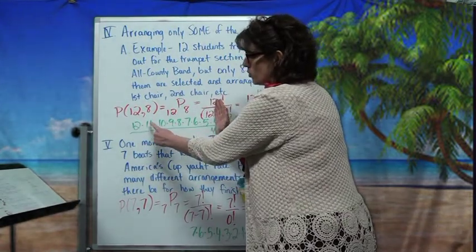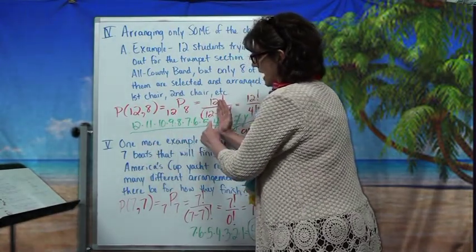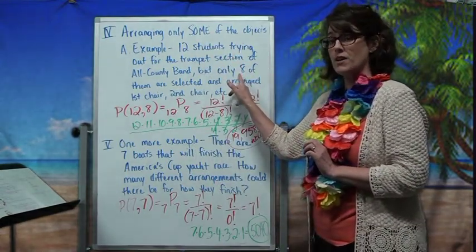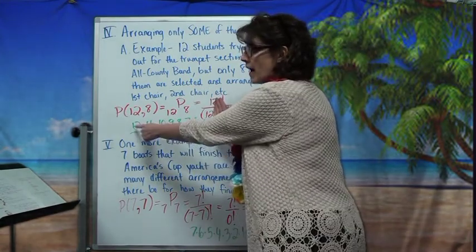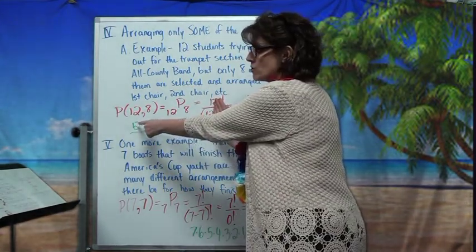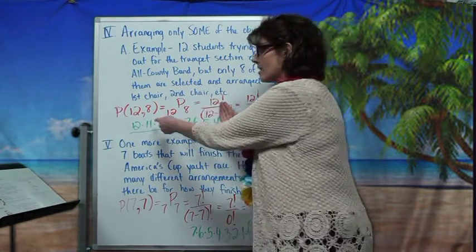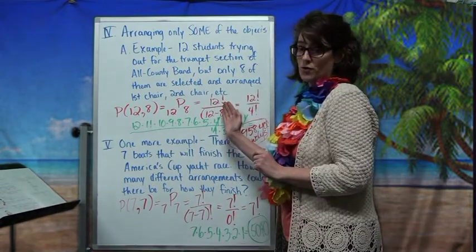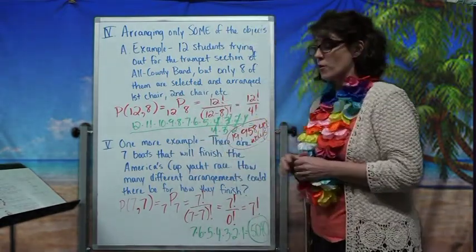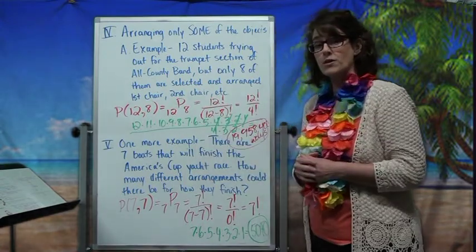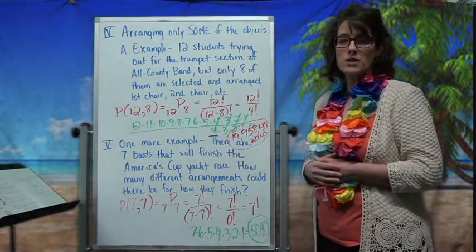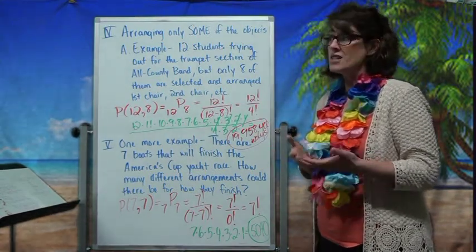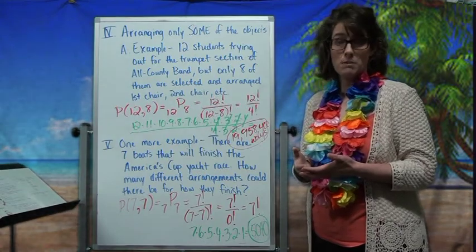Notice I've got 1, 2, 3, 4, 5, 6, 7, 8 slots. Remember, I had 12 students, but 8 slots to fill. In that first slot, I've got 12 students to choose from, but once that student is selected, I cannot use that student again. The next slot, I've got 11 people to choose from, and in the next slot, 10, then 9, and so on, all the way down the line until all the slots are filled. Yes, this is the fundamental counting principle. So permutations are actually just a form of the fundamental counting principle.